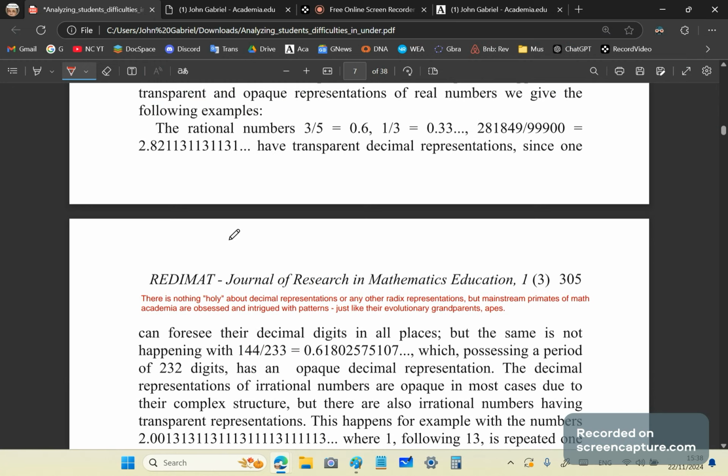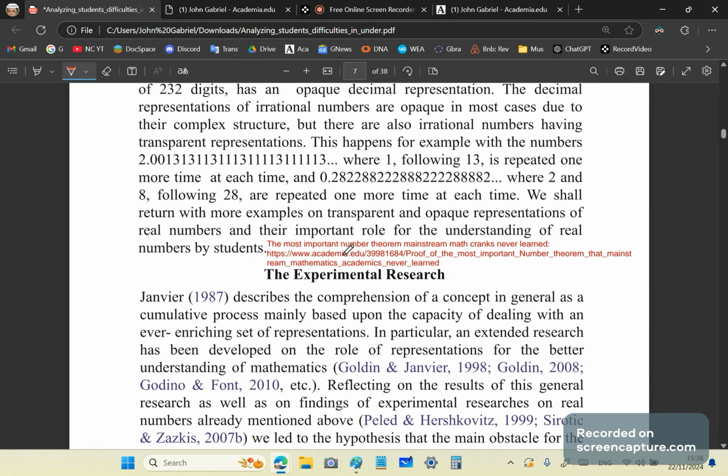So the next thing is, they dive right into decimal representations as if there's something holy about these things. There's nothing holy about those. Okay. And if you look at a number like a third, that's a well-formed rational number. When you try to represent it in base 10, you fail because of the most important number theory. Here's a link to it. Here's the link, which these moronic people never learned. Okay. You cannot represent a third in base 10 because 3 is not a prime factor of 10.